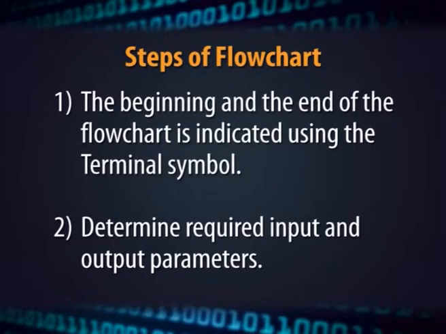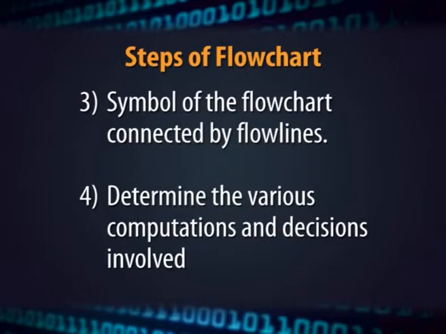There is not any fixed rule for constructing a flowchart, but the following steps are taken as a guideline to ensure consistency and accuracy. Our first step is that the beginning and ending of a flowchart is indicated using the terminal symbol. Our second step, determine the required input and output parameters. Next, symbols of the flowchart are connected by flow lines. Next step is to determine the various computations and decisions involved.